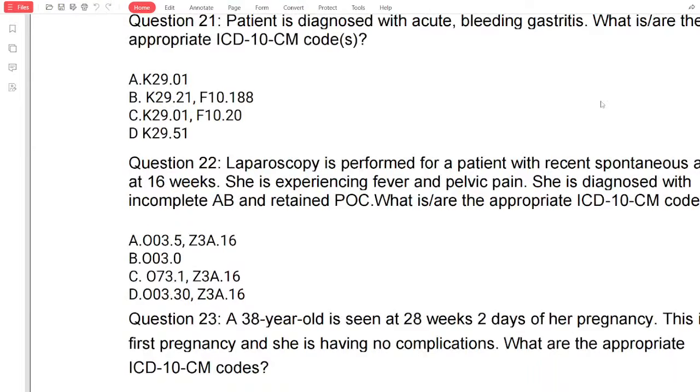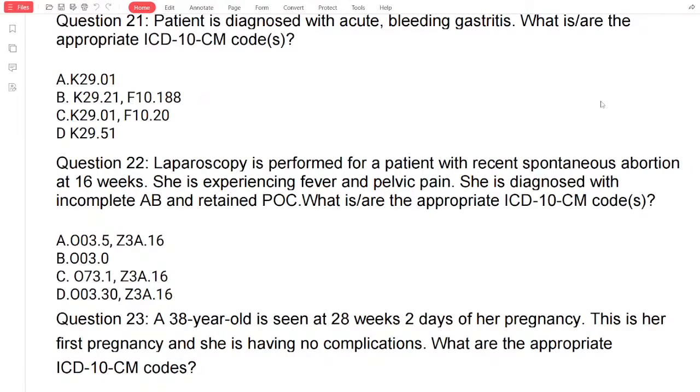Next one, 22. Solve this question number 22. Laparoscopy is performed for a patient with recent spontaneous abortion at 6 weeks. She is experiencing fever and pelvic pain. She is diagnosed with incomplete AB and retained POC. So what is the appropriate ICD-10 code?